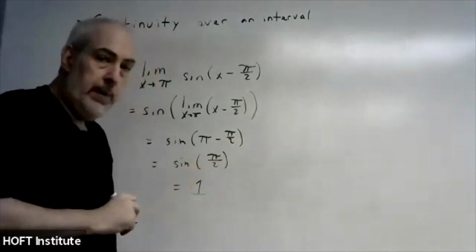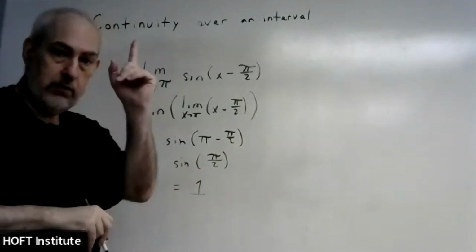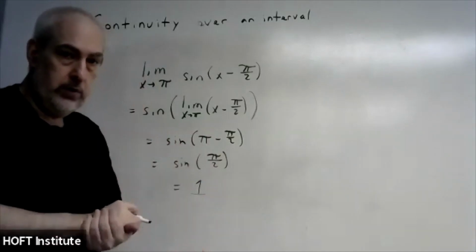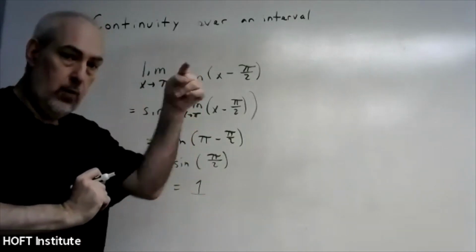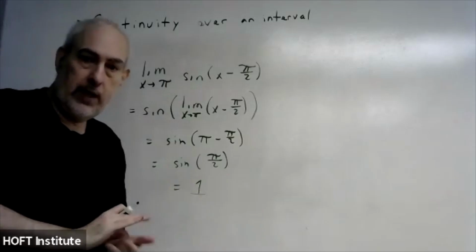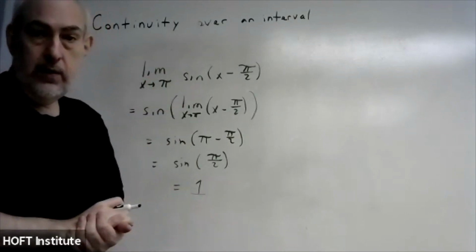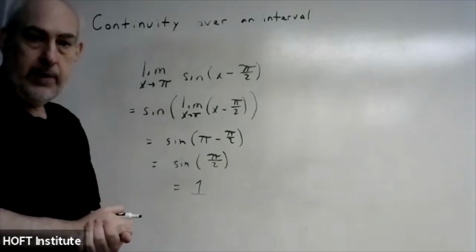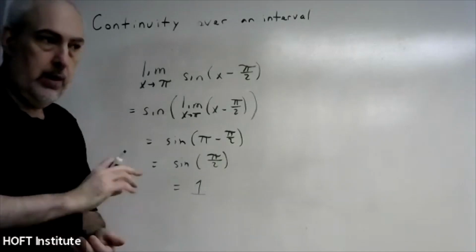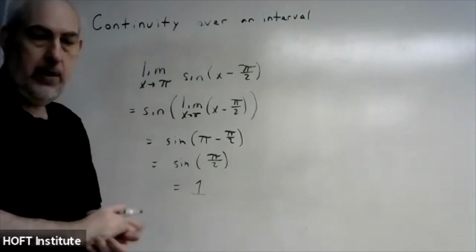And sine of pi over 2, which is 90 degrees, that's straight up, and sine is your y-coordinate on the unit circle. And so straight up, the y-coordinate would be 1. So sine of pi over 2 is 1, and that's our final answer. And we just applied that limit law for composite functions.